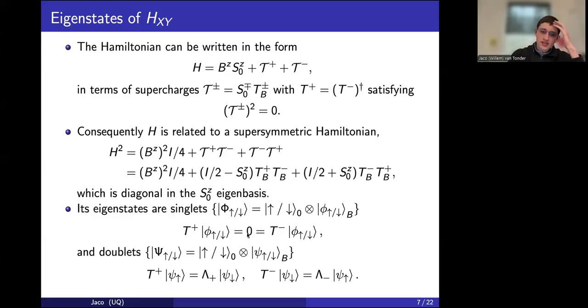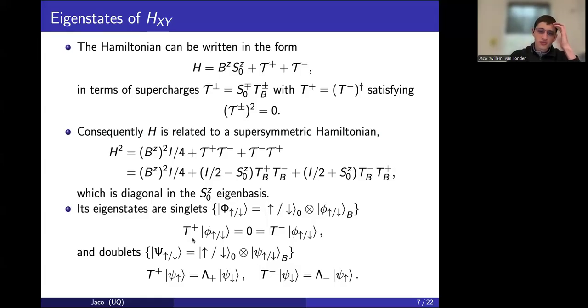So for the singlets, these have the Bath component killed by both of the Bath supercharges, so T plus and T minus. And then for the doublets, they are just interrelated by these T plus and T minus operators. So a T plus sends a psi up to a psi down and vice versa for the T minus.